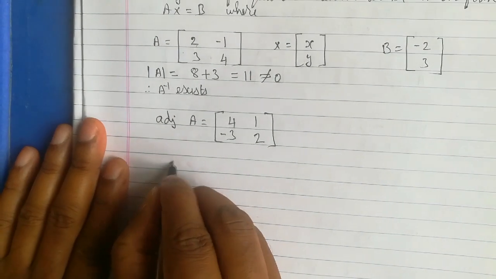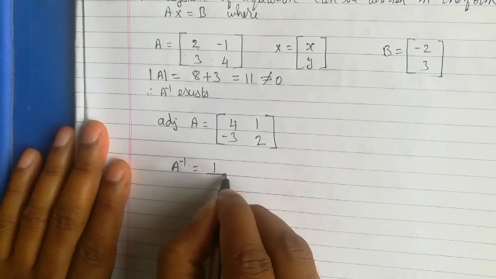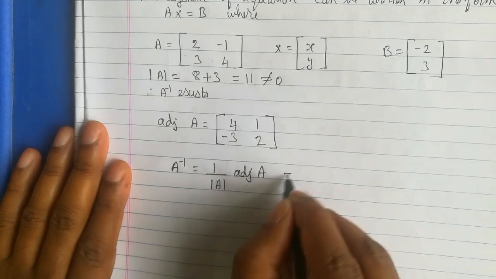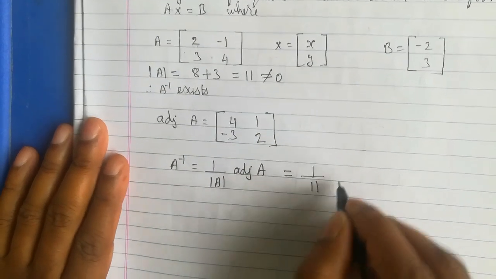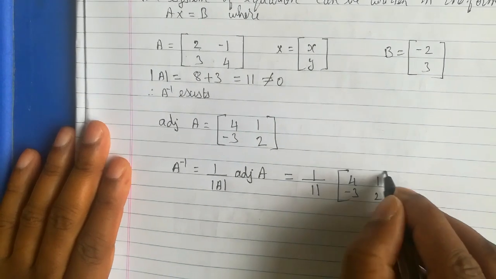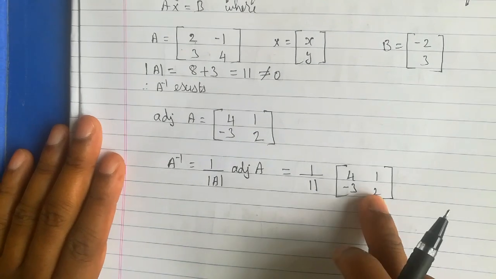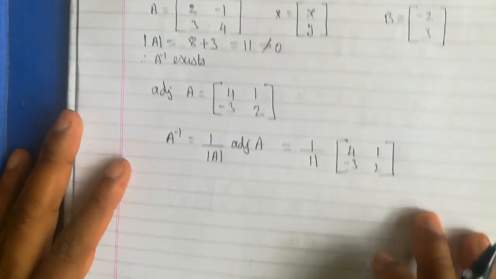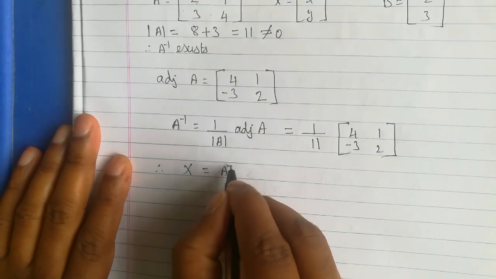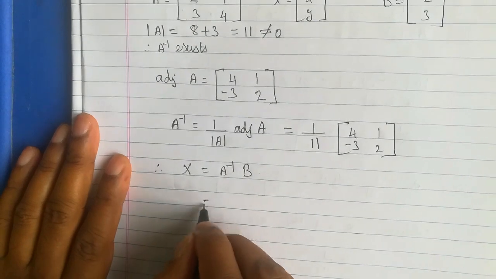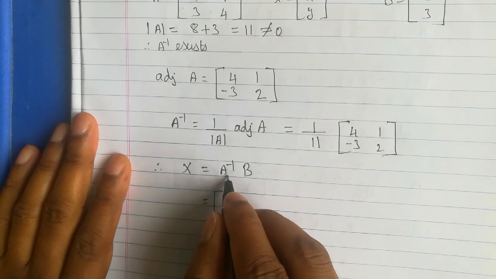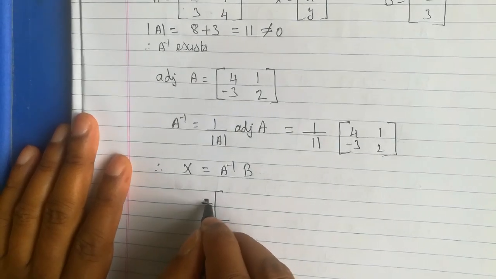Now find the inverse. A inverse is 1 by determinant of A into adjoint of A. No need to divide by this 11 now, afterwards we'll simplify. Therefore, X equal to A inverse B. Write the value of A inverse. A inverse is minus 1 by 11.